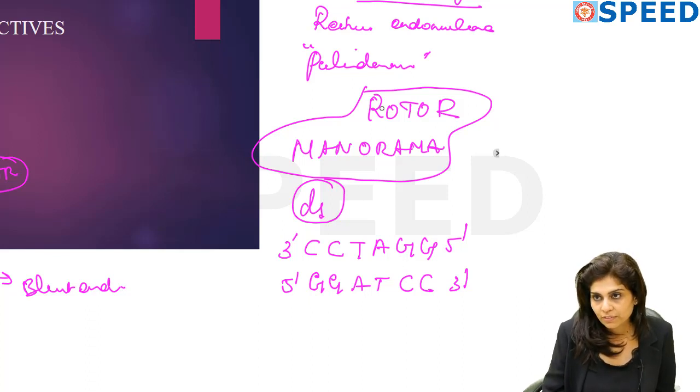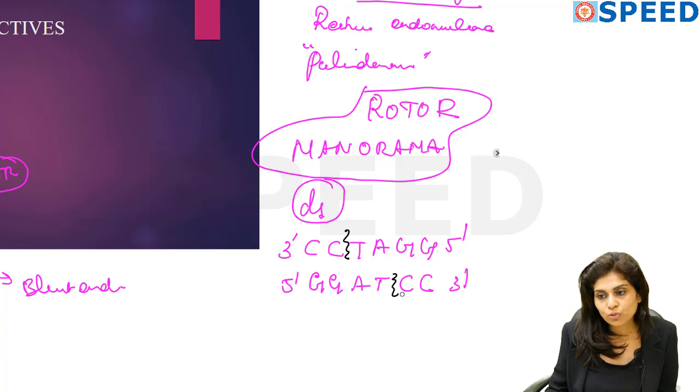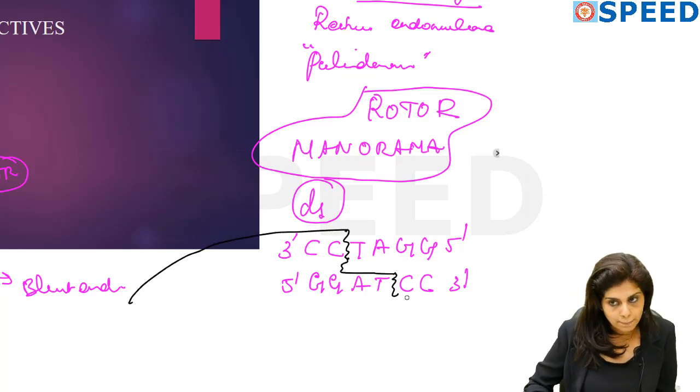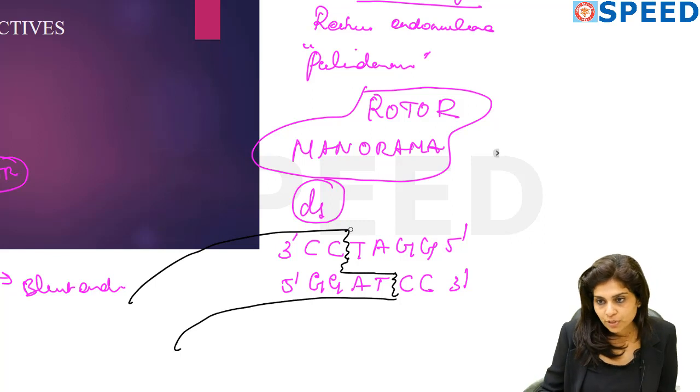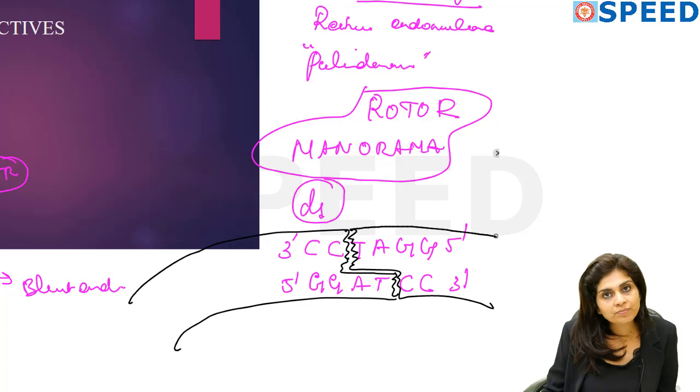For example, if it cuts the top strand after 2 nucleotides, and if it cuts the bottom strand after the 4th nucleotide. Instead of cutting both the strands after the 2nd nucleotide, this enzyme cuts the top strand after the 2nd nucleotide, whereas it cuts the bottom strand after the 4th nucleotide. In this case, the cut ends produced are staggered. So this will be one end and this becomes the other end.